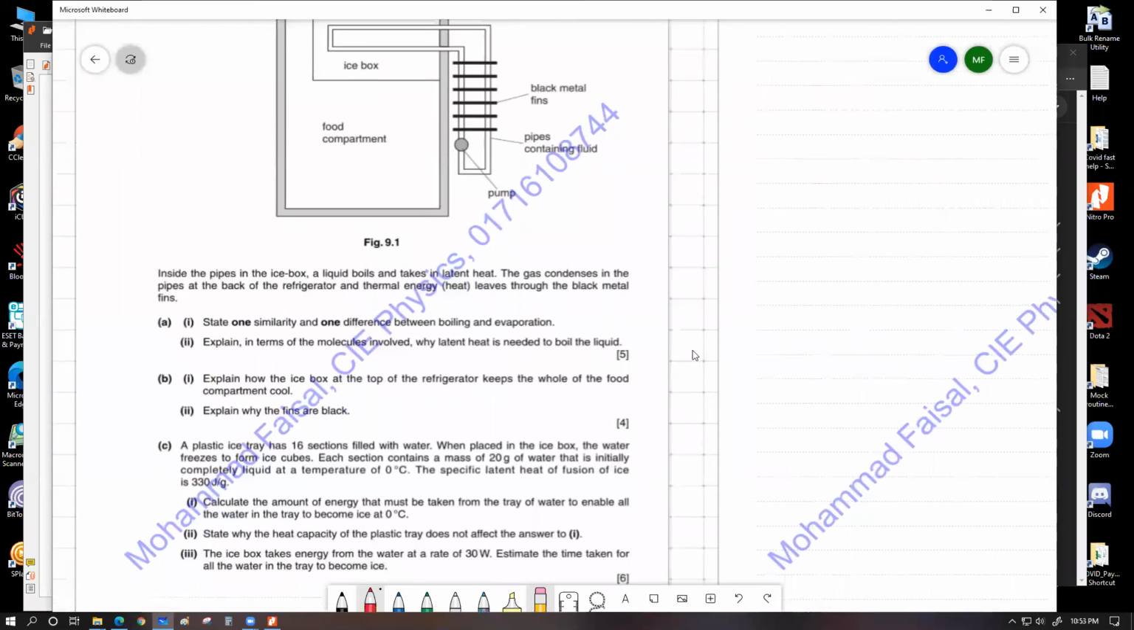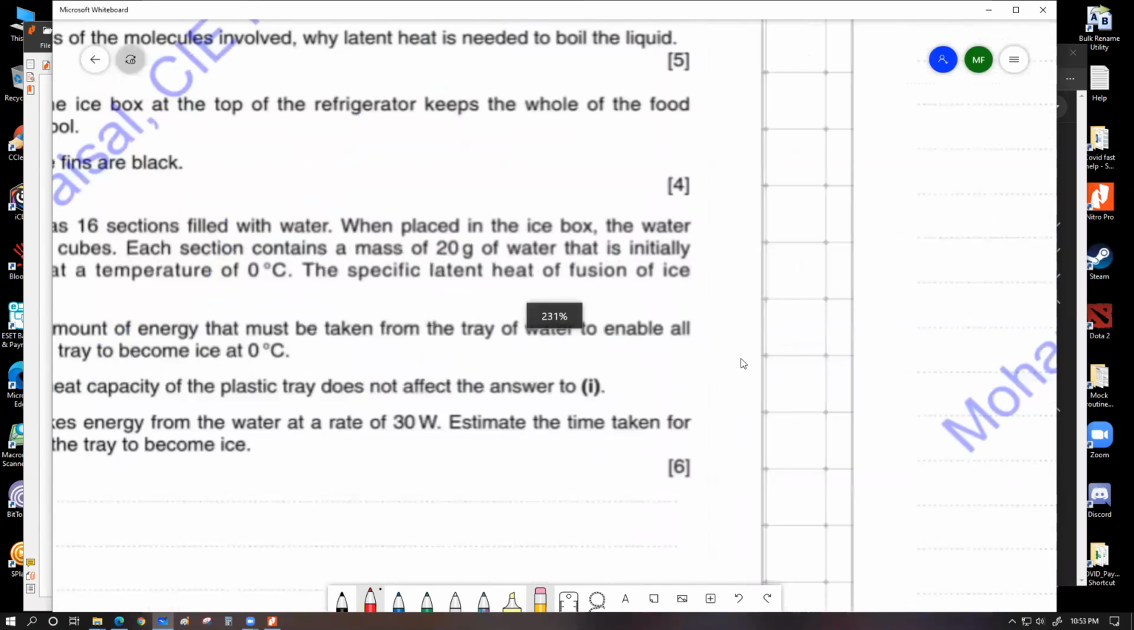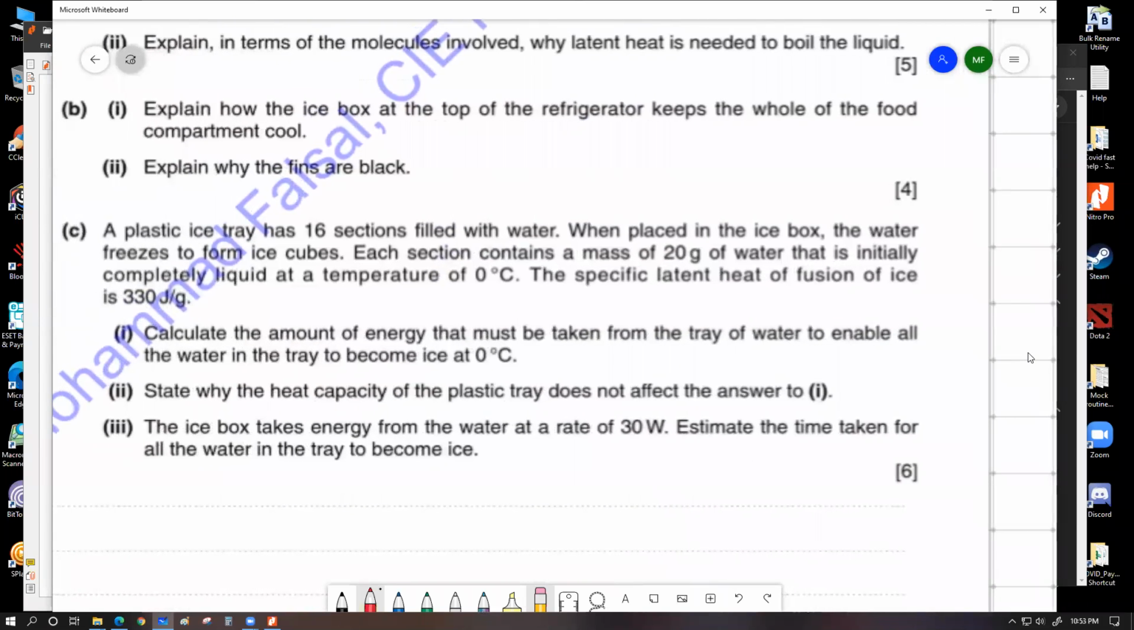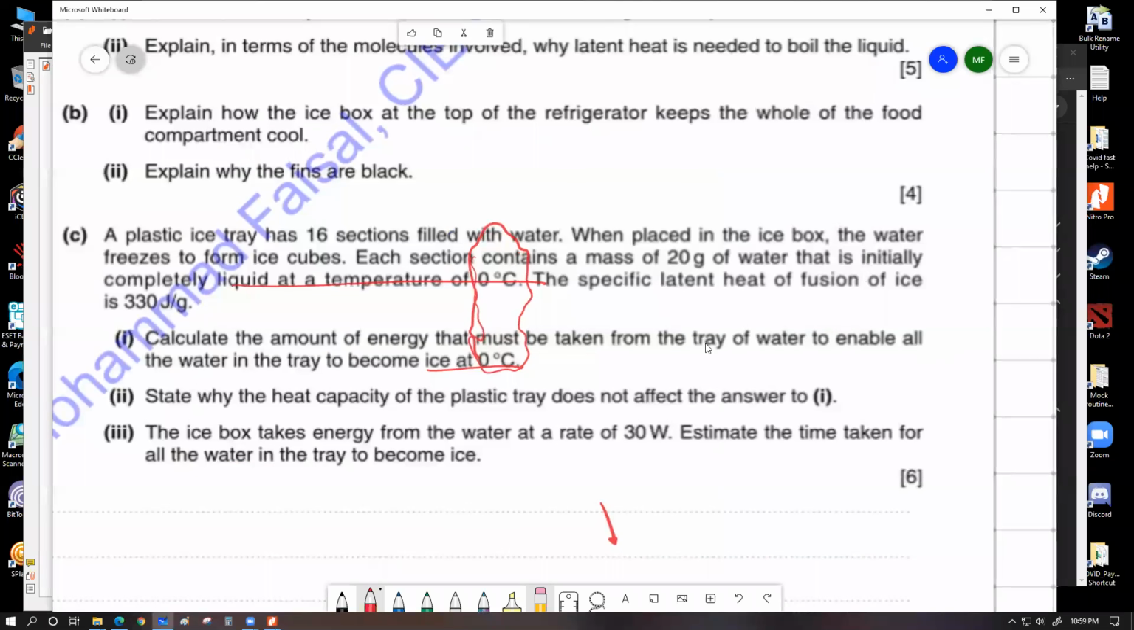I want you to be able to try to solve number C. Attempt number C as best as you can, then I'll help. Take time. This question is actually not very difficult.